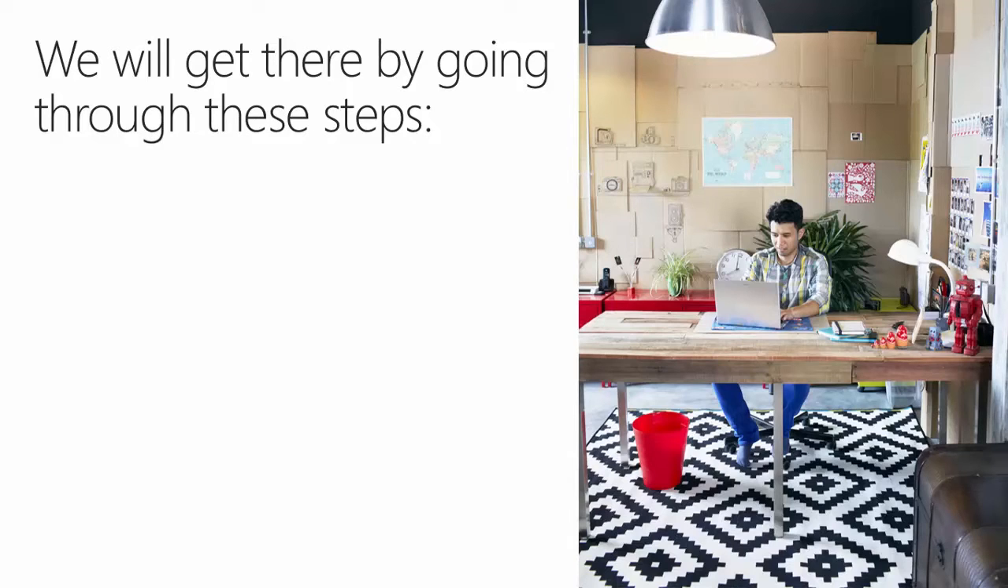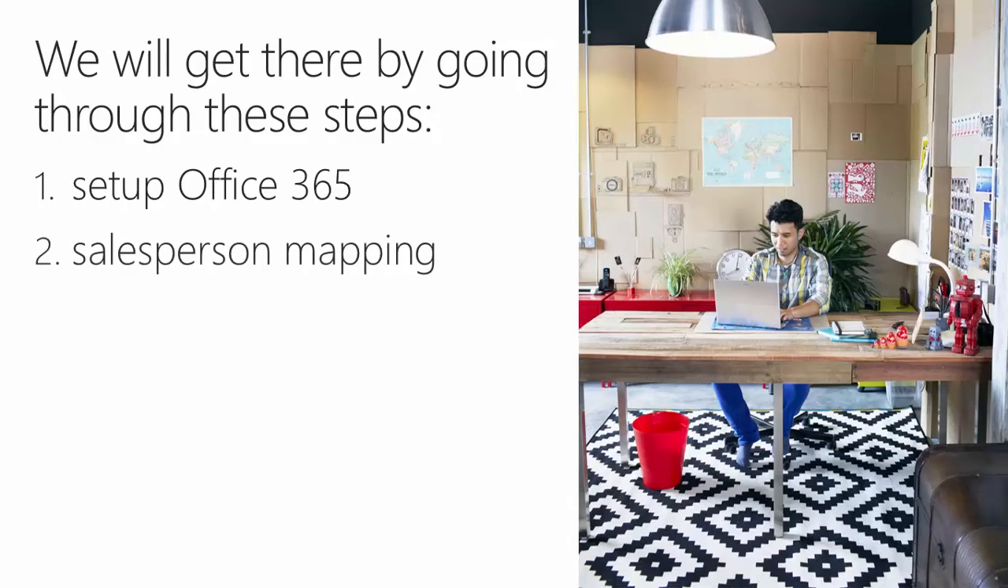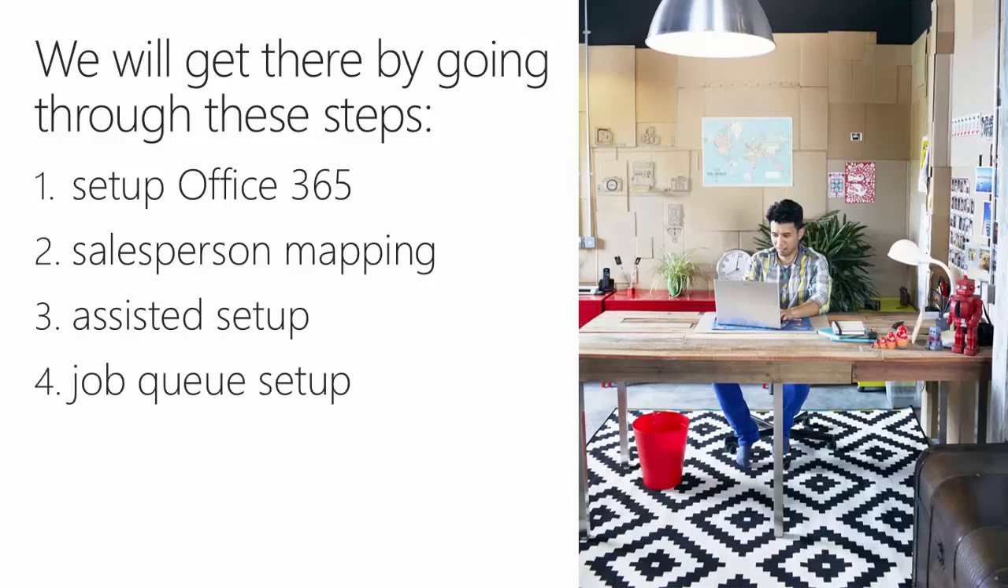First of all, we will need Office 365. In NAV, we will map our salesperson, we will use the assisted setup to link NAV with Office 365, we will check the job queue, and finally we will send and log emails. Now let's get started with the first step.